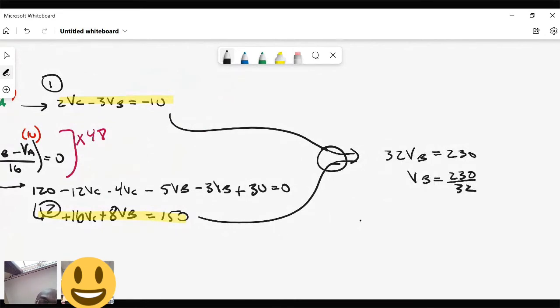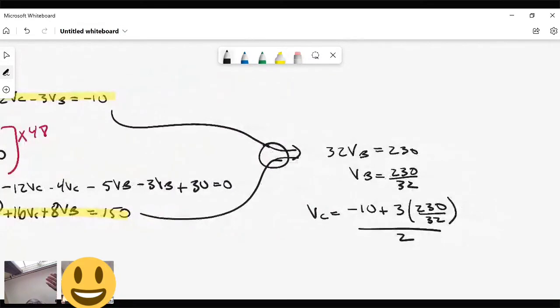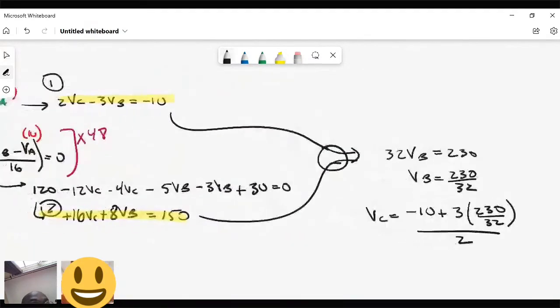And then VC is going to equal negative 10 plus 3 times 230 over 32, divided by 2. Now I just have to put it in my calculator. I've got to make sure I did the negative 8 properly. Negative 8 times 3 is 24, and negative 8 times negative 10 is positive 80. You add those. All right, good, looks like I'm in the clear.